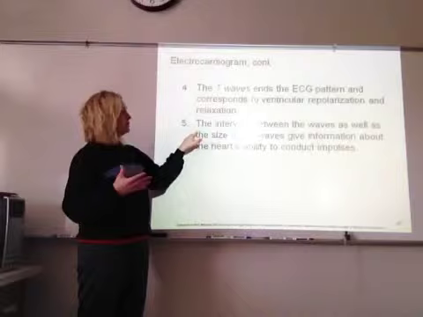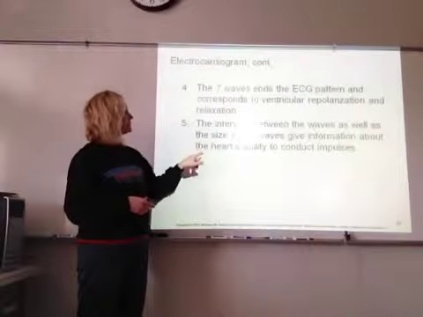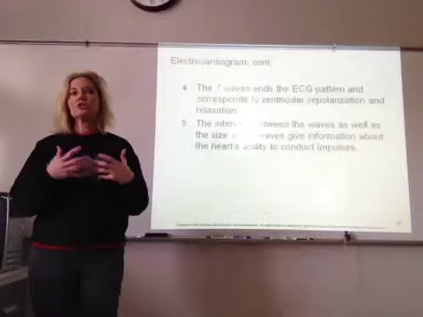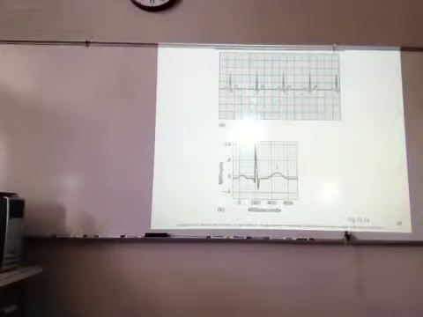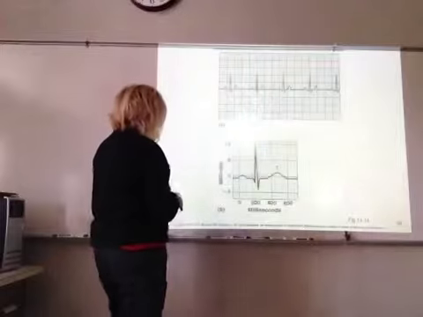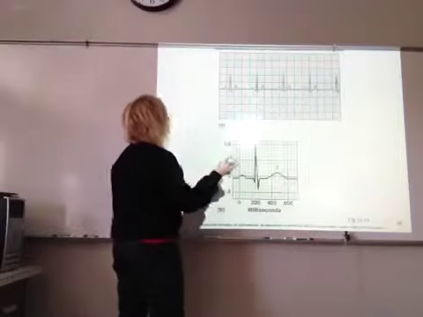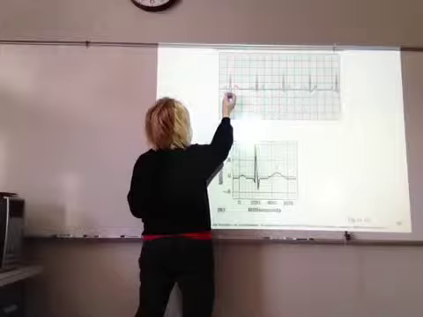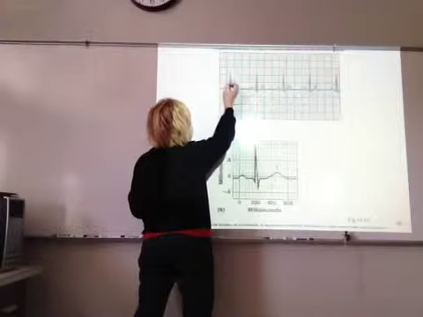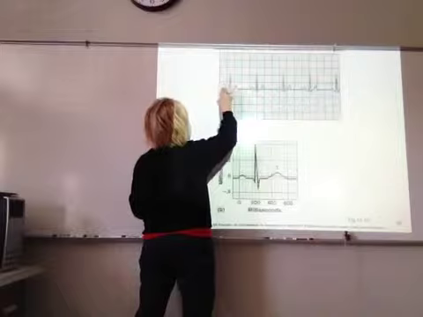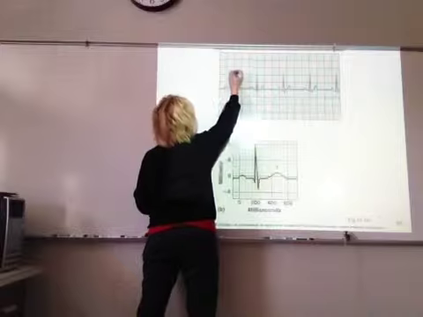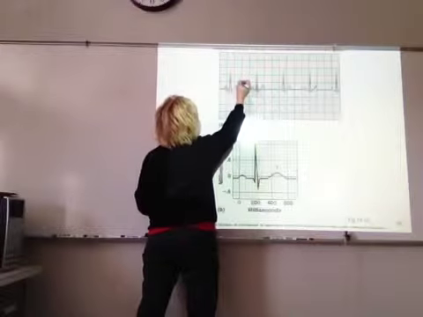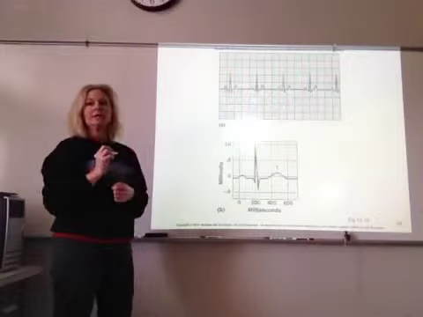The intervals between the waves, as well as the size of the waves, gives a lot of information about your heart, how it's positioned, the size of it, how well it's working, etc. So when I look at an EKG, a couple of things that I can show you. So basically, we're going to measure from the middle of, this would be my P, Q, R, S, T. So those are the waves.